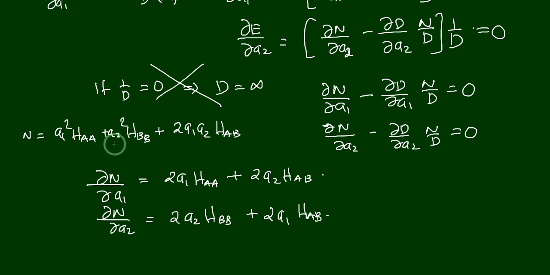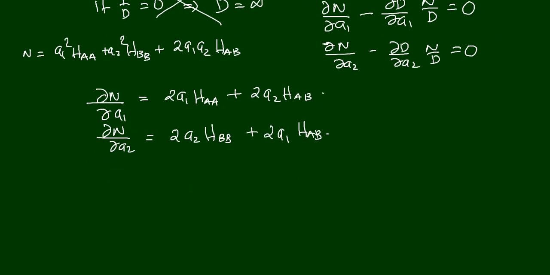At that time, the terms including a2 square will be 0. So that is why, when we are finding dou n by dou a1, the derivative of this one becomes 0, and we are considering only those terms with a1. And here also the same. So that is dou n by dou a2.